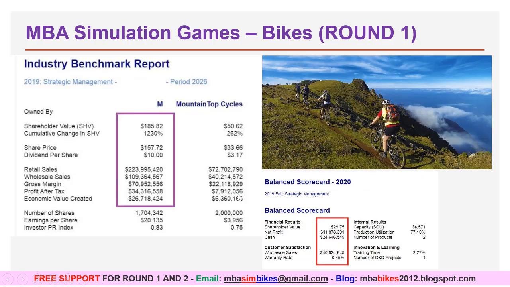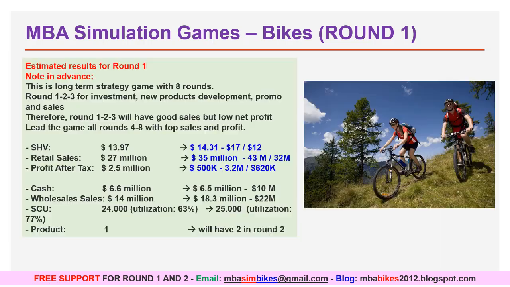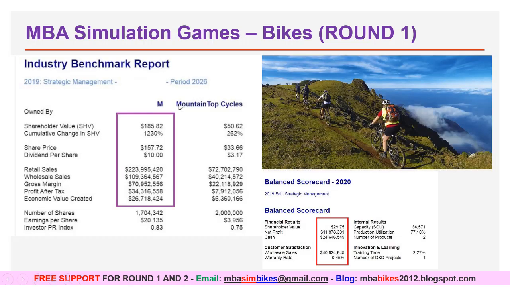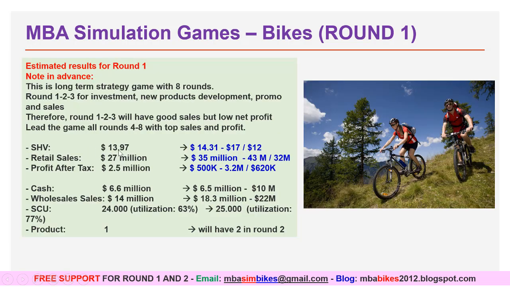This is a sample of final results. You can see that we can increase about 20 or 30% every round to get the shareholder value of 185 compared with the first round start of $13, increase to 185 in round 8 after 8 rounds, and for round 2 we can get that of $29 compared with the first round 13.